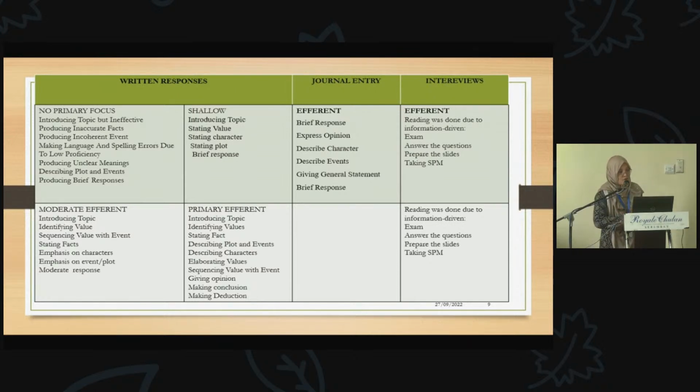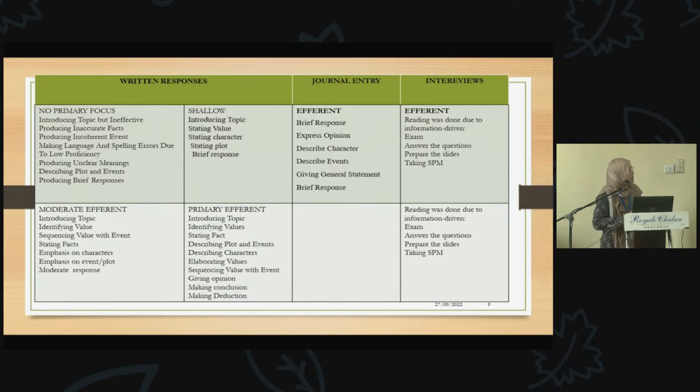And for moderate efferent, let's look at the moderate efferent stances, where the students are able to introduce the topic and identify values. You can see that they can identify values, they can sequence values with events, they can state the facts, with more emphasis on characters, and also more emphasis on events and plot. So in this moderate efferent, the students are able to produce moderate responses. Means that you can see that they are not very lengthy, but moderately lengthy responses given to the teachers in answering the questions.